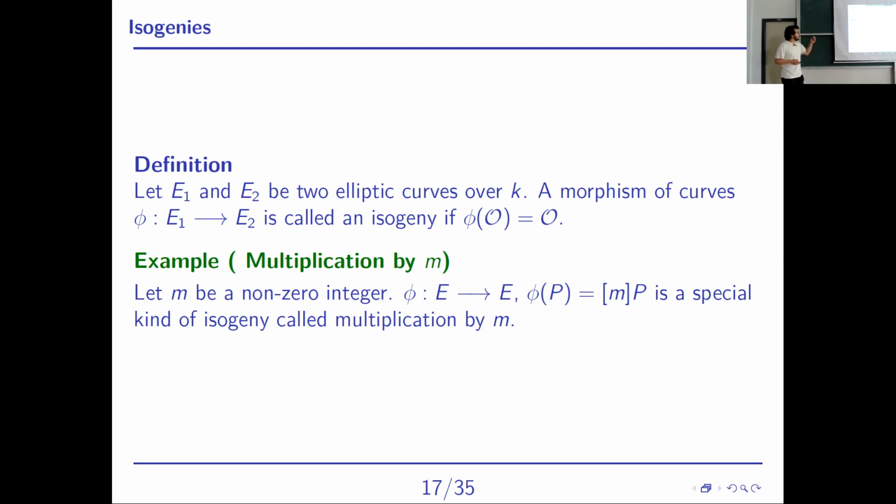Two elliptic curves, E1 and E2. A morphism of curves is called an isogeny if it takes the point at infinity of one to the other. In other words, if it's a group homomorphism. Here I gave a very important example that will come up later. It's called the multiplication by m map. We take a point and compose it with itself m times. Since E has a group structure, you can verify that this is a well-defined map.